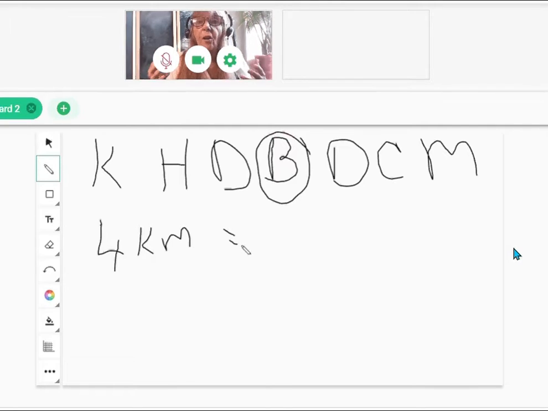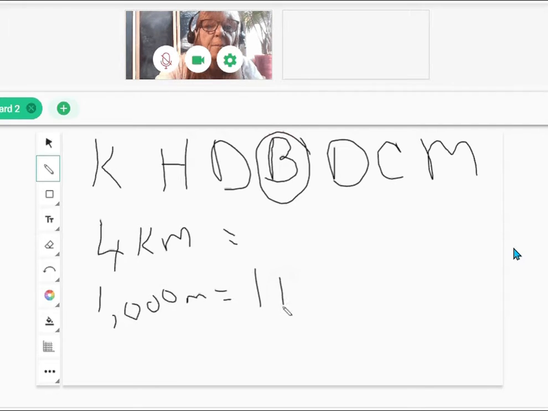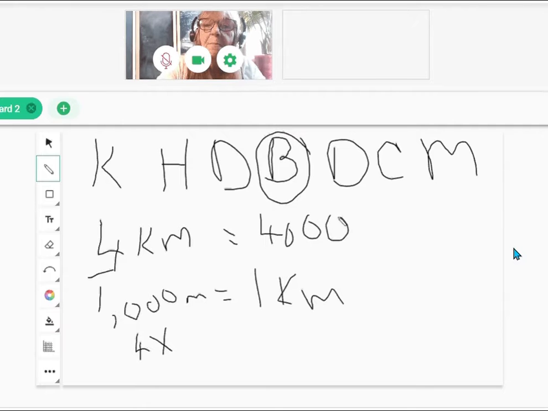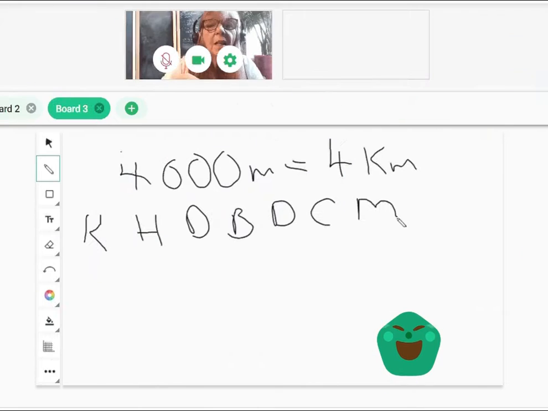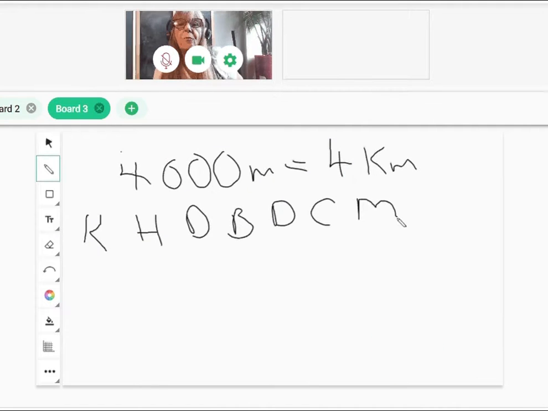We know that there are 1,000 meters in 1 kilometer. So what's 4 times, because we've got 4 kilometers, 4 times 1,000, we've got 4,000 meters in 4 kilometers. So let's see if we want to turn 4,000 meters into hectometers.